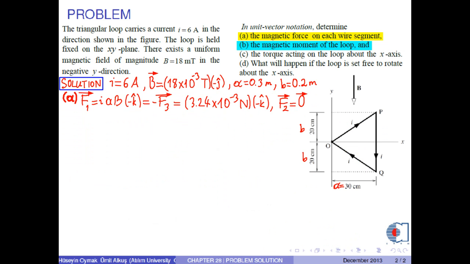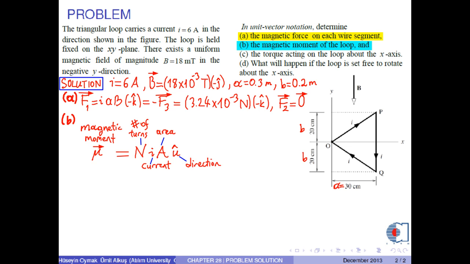B. Determine the magnetic moment of the loop. Magnetic moment, denoted by mu, has the formula N times I times A u hat, where N is the number of turns, I is the current, A is the area, u hat is the direction. Here we have just one turn. The area of the triangle is 2B times A over 2. So B times A.